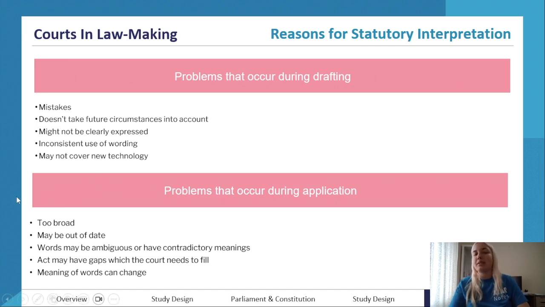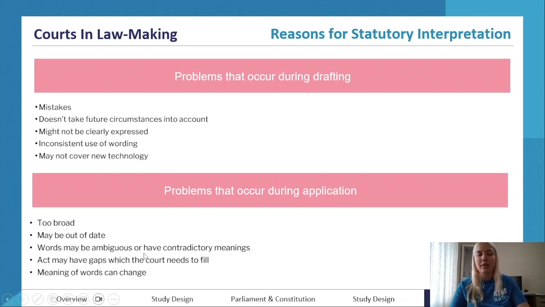So, be able to give some examples. Some examples are literal mistakes, or if future circumstances were not taken into account. Just like the Brislin case we looked at, where it was the other services, they couldn't predict what future technological developments may look like. It might not be clearly expressed what should happen if a law is breached or under certain circumstances. There might be inconsistent use of wording, and it may not cover new technology.